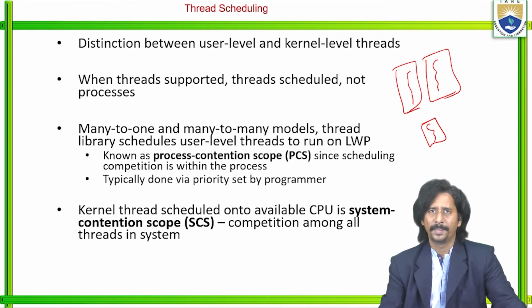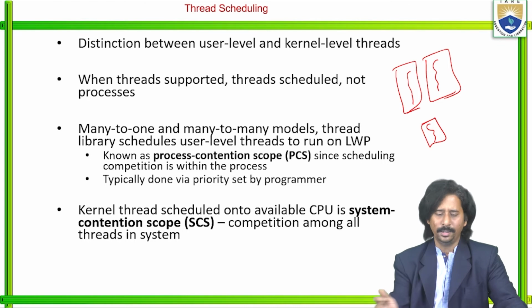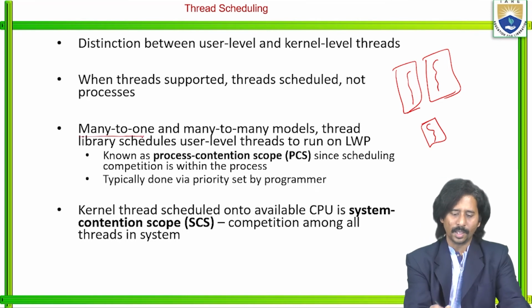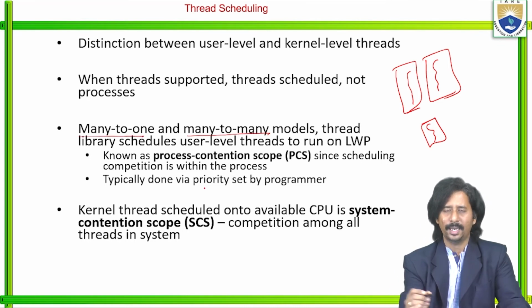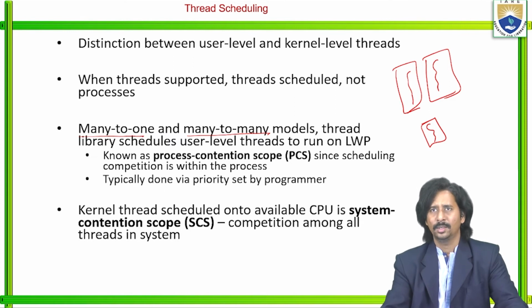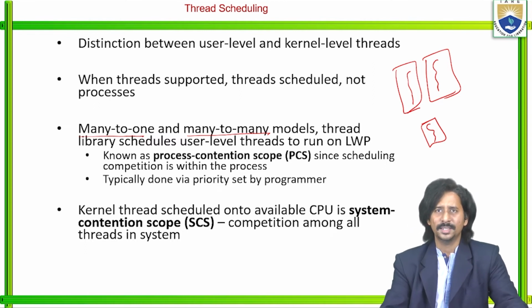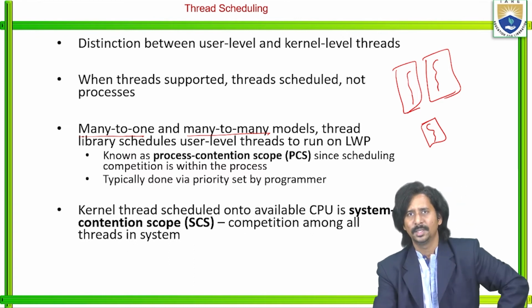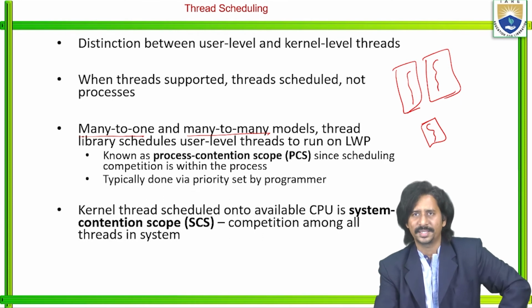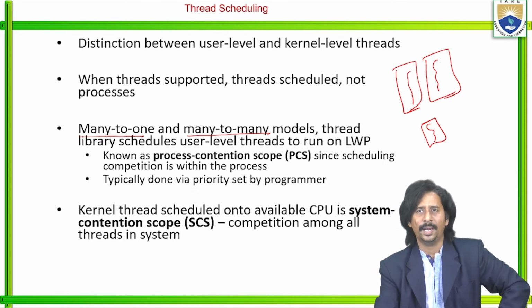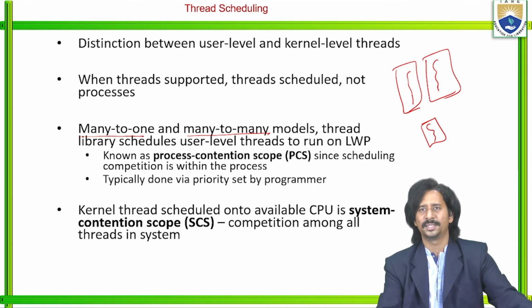So we have many models like many to one, many to many, and one to one, right? So these are the thread library schedules which user level threads to run on LWP, which is known as process contention scope. Process contention scope, because the scheduling competition is within the process, so this is typically done via priority set by the programmer. So we have here system contention scope, that is SCS.